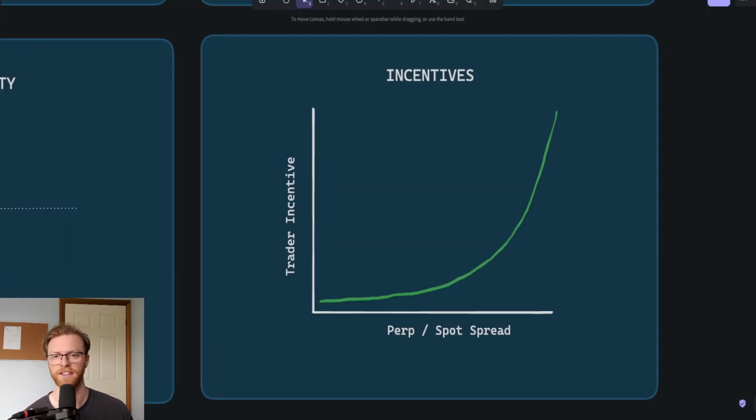And to understand the incentive that this funding rate mechanism brings to the market is basically this here. As the perp and the spot spread, the difference between the two products in terms of price increases, the trader incentive to act and to come into the market and arbitrage that rate out of the market, bringing the products back in line, increases. So that's all we're doing here. A higher funding rate equals a higher incentive for traders to step in and perform these type of trades.